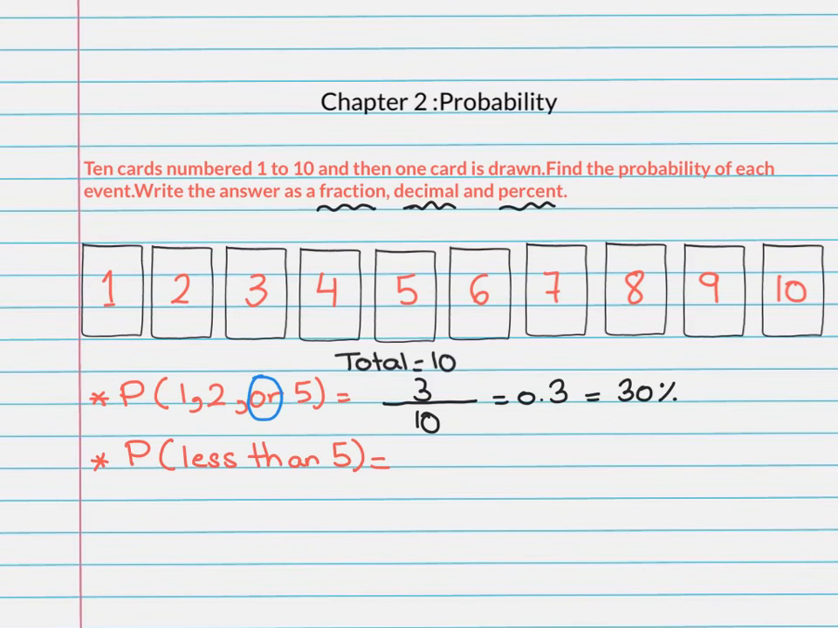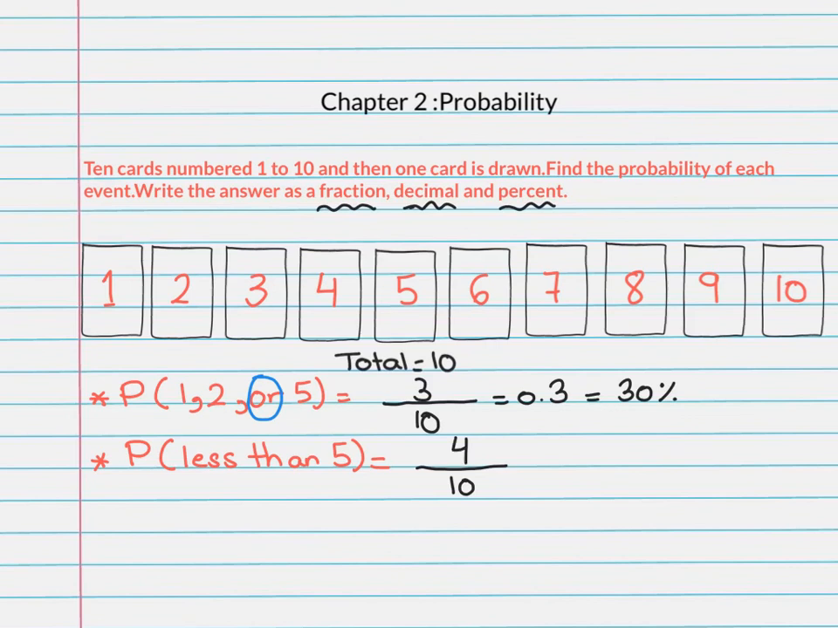We need to find the probability of drawing a card and getting a number that is less than 5. To write a probability, it's a fraction. Our total is 10. Now let's count the number of cards that are less than 5. Remember, less than 5 means 5 is not included. We have card number 1 is less than 5, card number 2, card number 3, and card number 4 are less than 5. So we have 4 cards that are less than 5, so it's 4 out of 10.